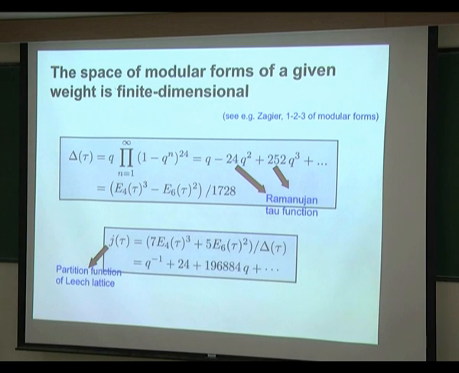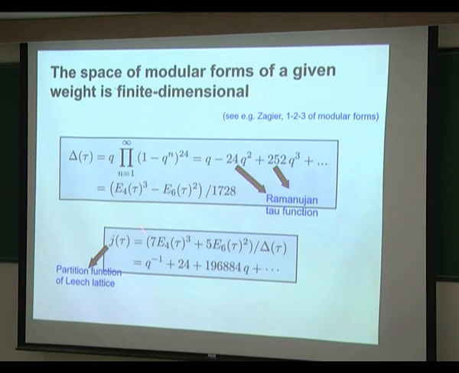Okay, so here's another example. There's a function called the J function. One way to think about it is that it comes from lattice theory, the partition function of the Leech lattice, which is the unique 24-dimensional even self-dual lattice. This is a complicated way of describing the J function, but that's one way of doing so. You compute this function, and you get this expansion: q inverse plus 24 plus 196884 q plus so on.